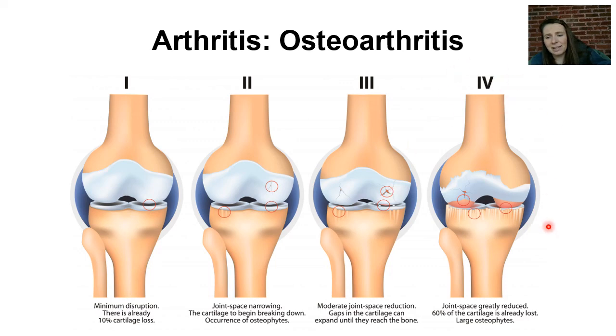And then stage 4 osteoarthritis is when the joint space is greatly reduced, there essentially is no joint space left, and at least 60% of the cartilage is lost, and because of this you will start to see these bone spurs, which are sort of these streak-like structures down here, these really large osteophytes, really large bone spurs. So this is just summarizing the progression that osteoarthritis takes, showing you this is where you begin and this is where you end.